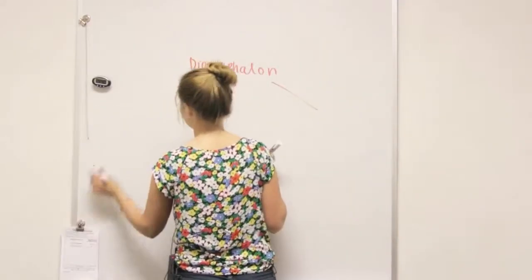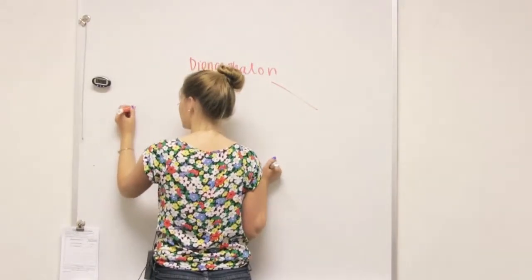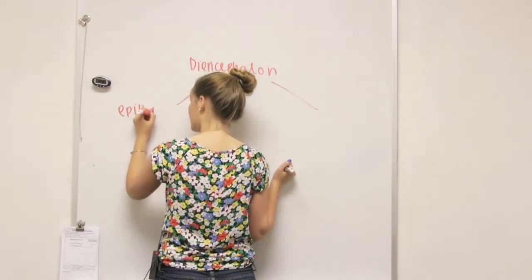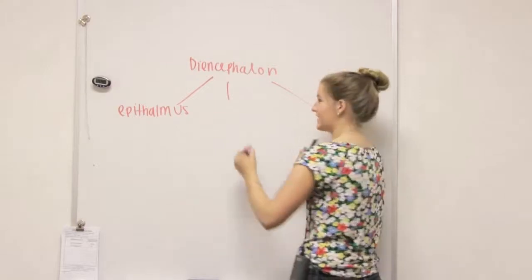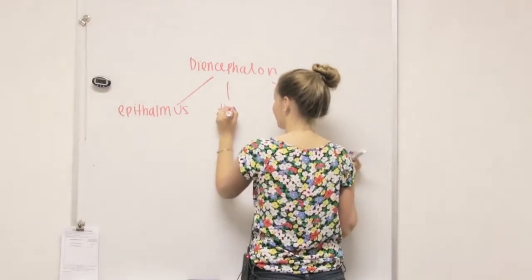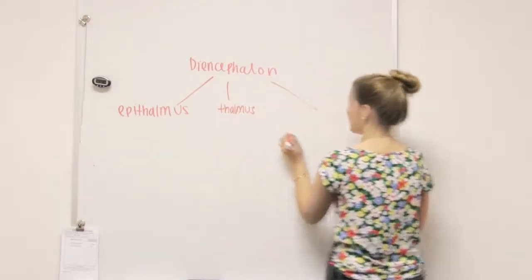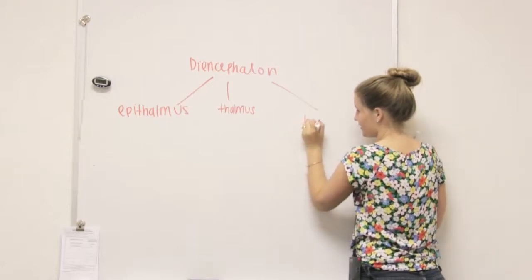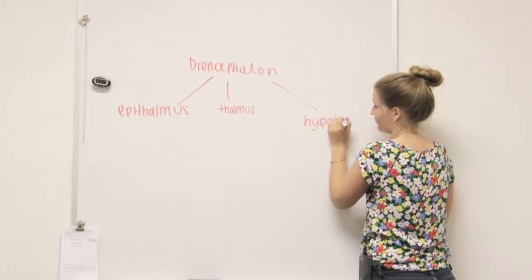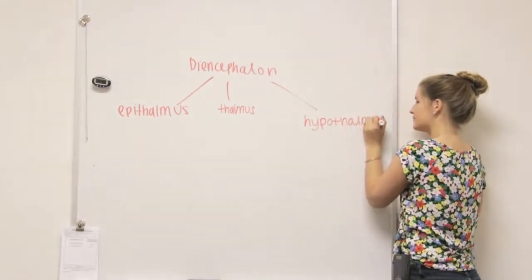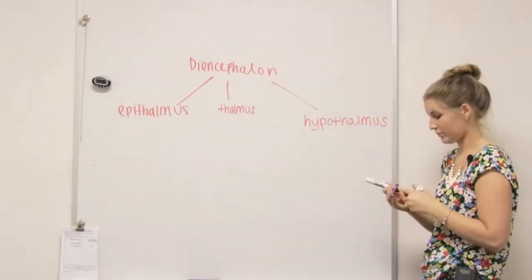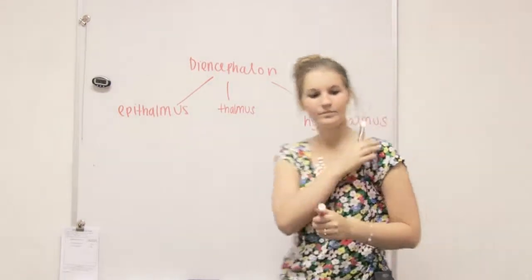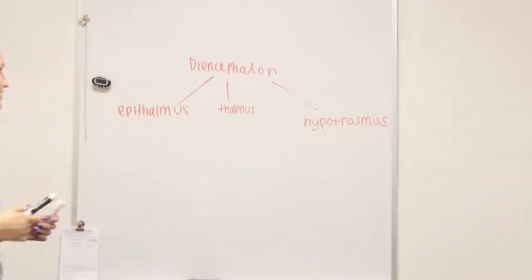The first structure is your epithalamus. Oh, it's all the thalamuses, right? Yep. Okay. Epithalamus, thalamus, and then below the thalamus is your hypothalamus. So 3 structures make up your diencephalon.